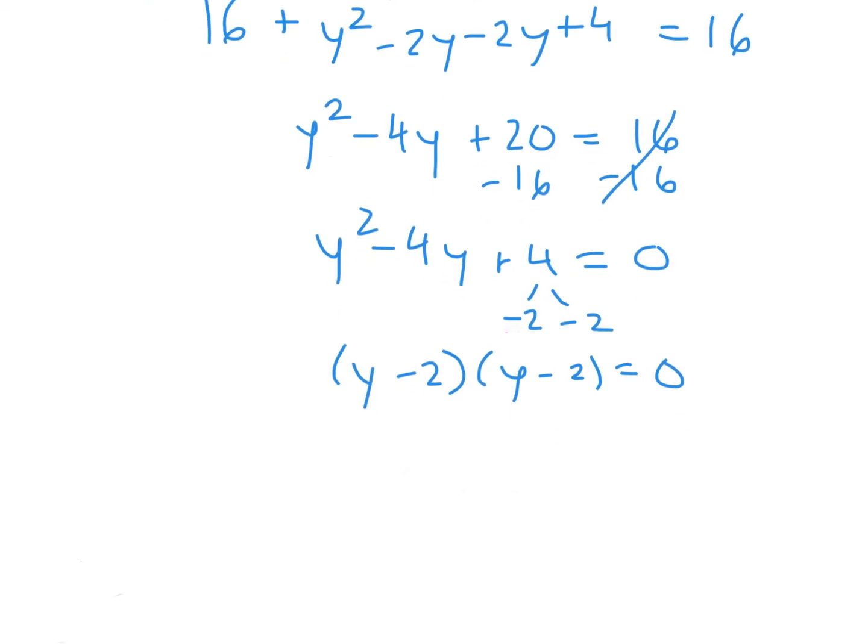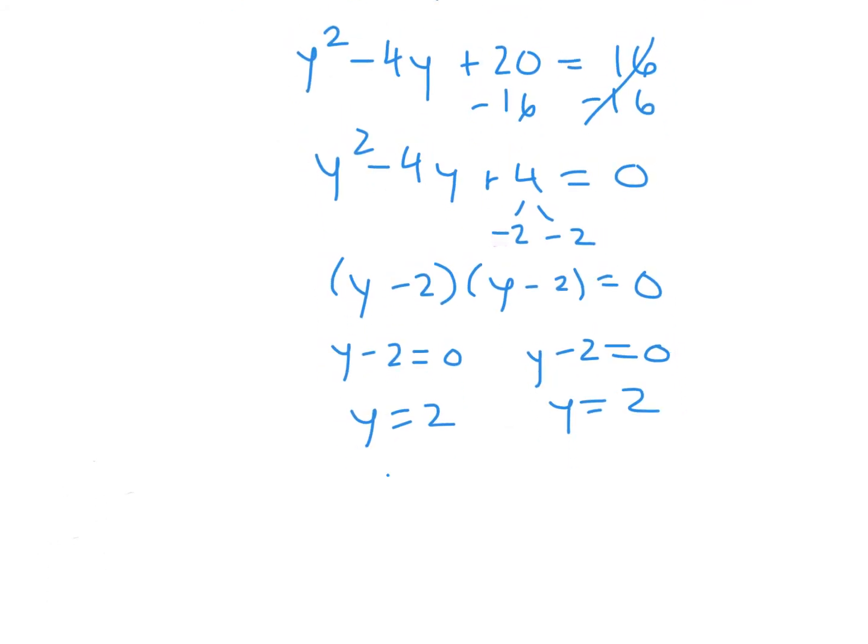What next? You set both of them equal to 0. What do we get for y? 2. Y is equal to positive 2. And we get y is equal to positive 2. But we really only need one of them. So for our y-intercept, what's our x-coordinate? 0. And our y-coordinate is 2.